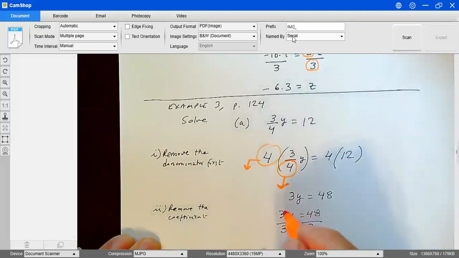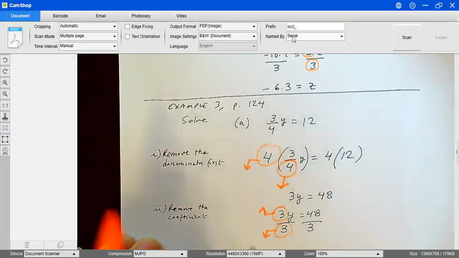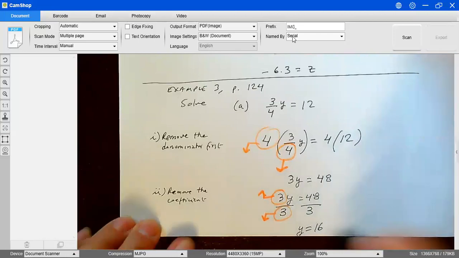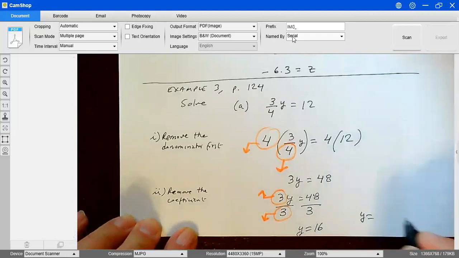If I do that, this is removed, and I end up with 48 divided by 3. So y is going to be 16. Then you check. Remember, you're going to do your testing, especially if you are taking a quiz or exam.